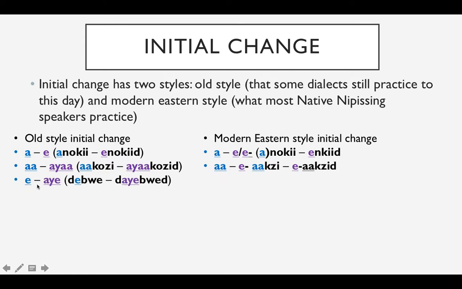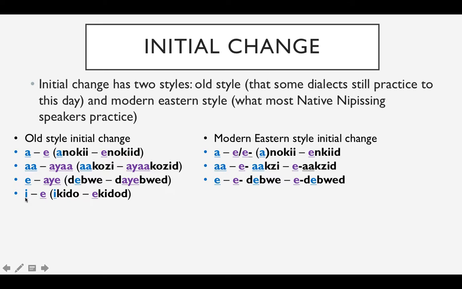Next, E was the old E from before was changed to an aye. So for example, debwe, he or she speaks the truth, was changed to diabwed, and that's he or she who speaks the truth. So in our modern day E, we just use the hanging E again, E with a hyphen, as a prefix instead of changing the E sound. So debwe becomes edebwed, again meaning the same thing. He or she that speaks the truth.